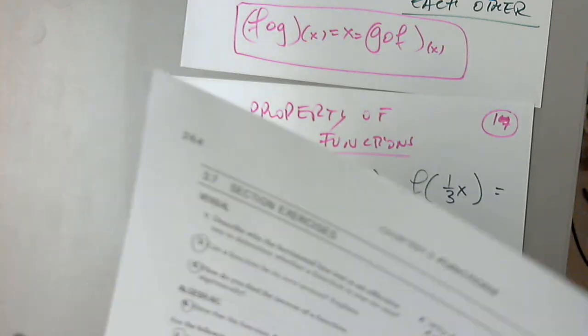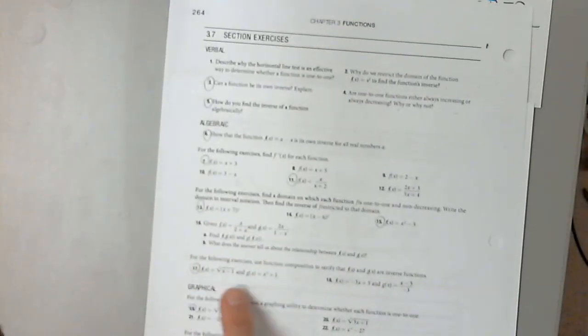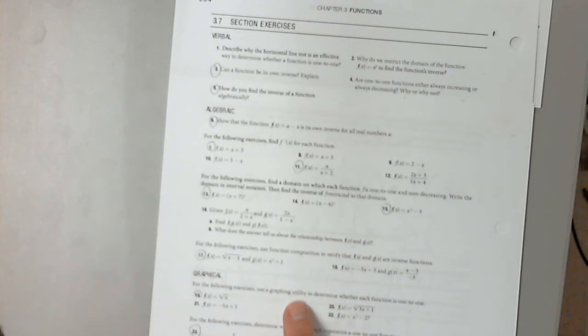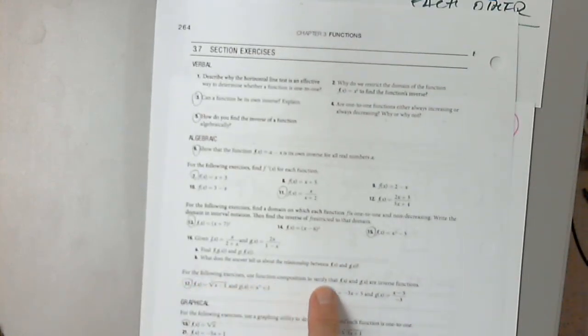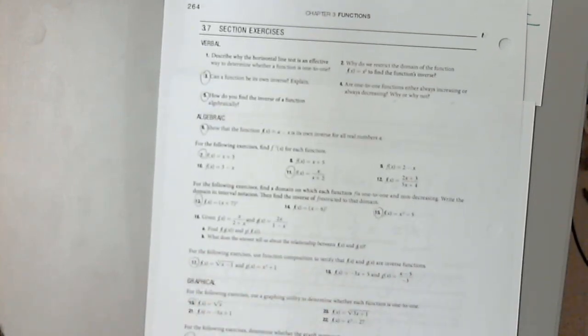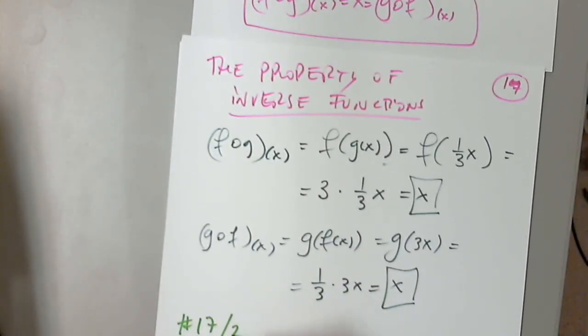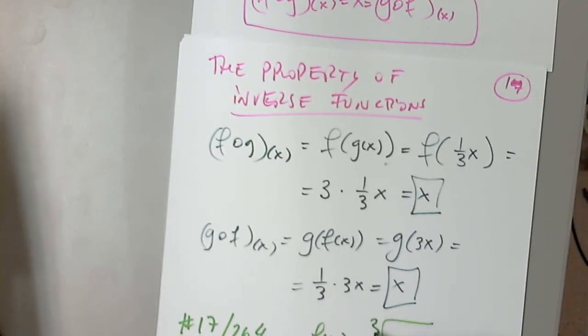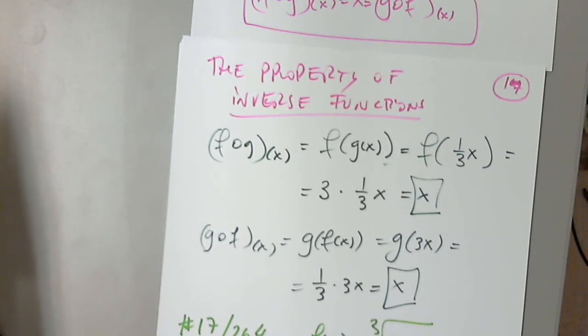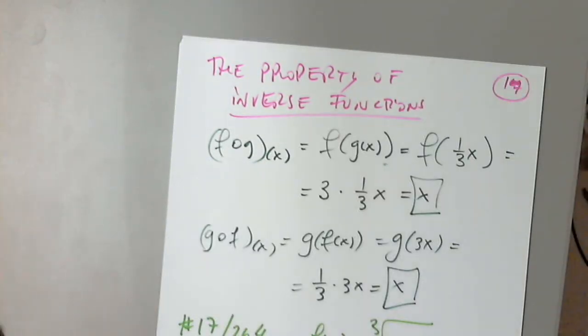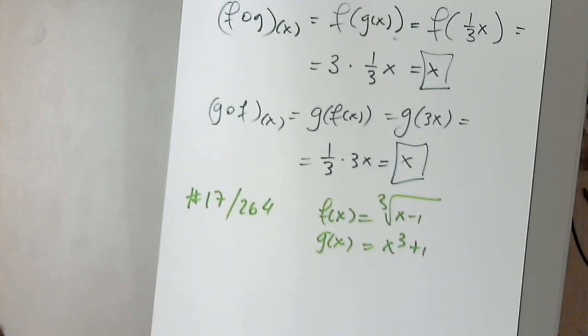Okay, so let's look at an example. You choose either 17 or 18, in which we are asked to use the property of inverse functions. For the following exercise, use function composition to verify that f and g are inverse functions, inverses of each other. Either 17 or 18. Just for you to see another example. Which one? 17, perfect. So in 17, on page 264, we have f of x, which is the cube root of x minus 1, and g of x, which is x cubed plus 1. We are asked to show whether these two functions are inverses of each other or not.